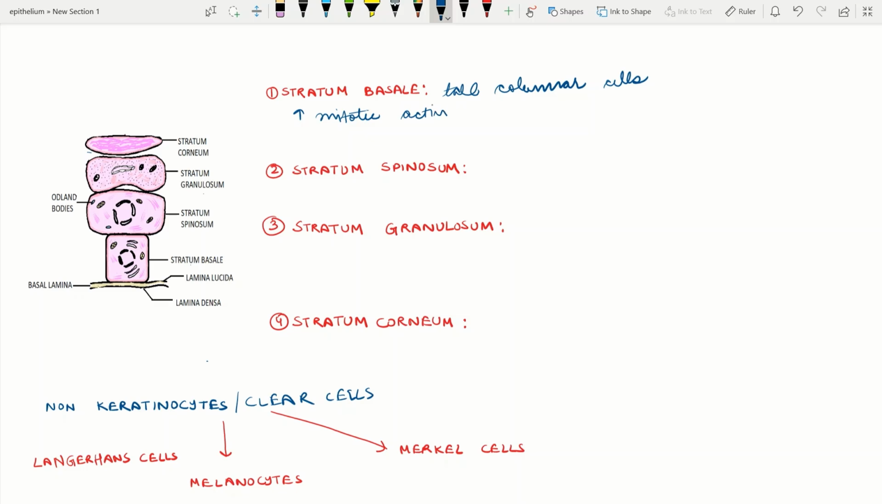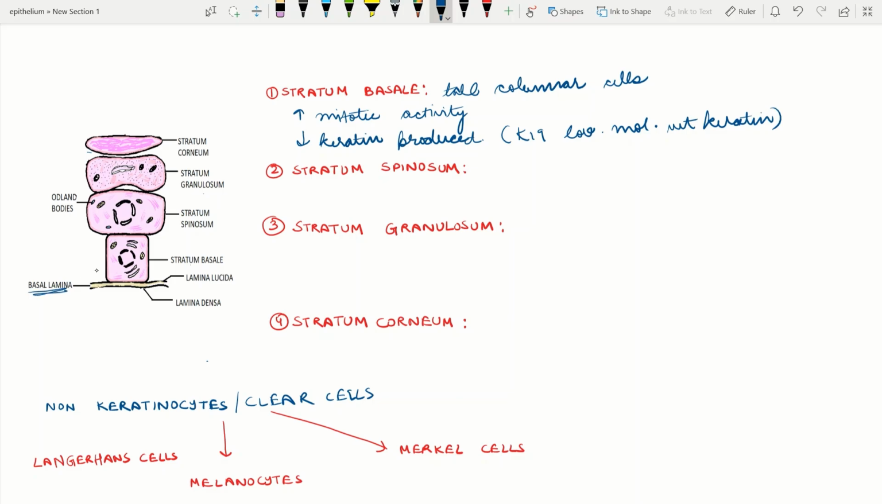It has increased mitotic activity and the keratin production is less here. The keratin produced here is in lesser quantity, and it will be of K19 type, that is, the low molecular weight keratin will be produced here.